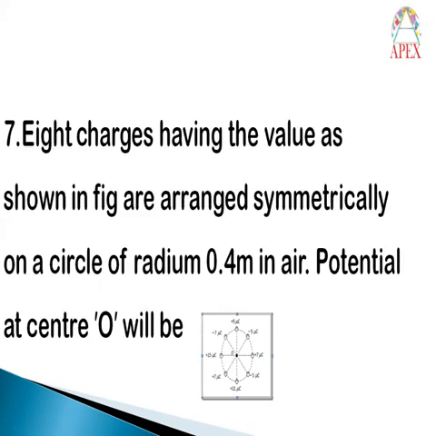Next, question number 7. Eight charges having the values shown in the figure are arranged symmetrically on a circle of radius 0.4 meters in air. Potential at center O will be. Very simple calculation. The potential is just a scalar quantity. Hence, first of all, you can see all the charges are at the same distance from the center. So the problem becomes very, very simple.